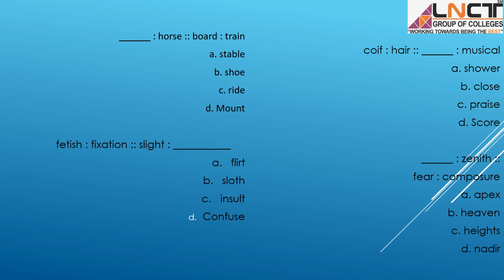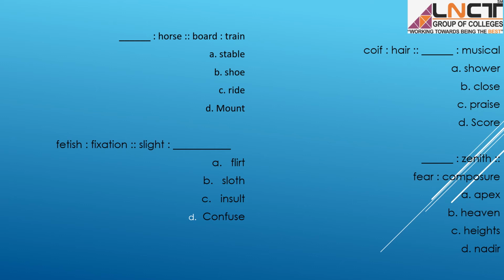The word slight. Now, what we have to do is find a similar relationship with the word slight. So fetish and fixation are synonyms, so we need to find a word that is a synonym of the word slight. The word slight can be used in many ways. The first is a small quantity. For example, if I say there has been a slight change in the schedule, it means that a little bit of a change has happened.